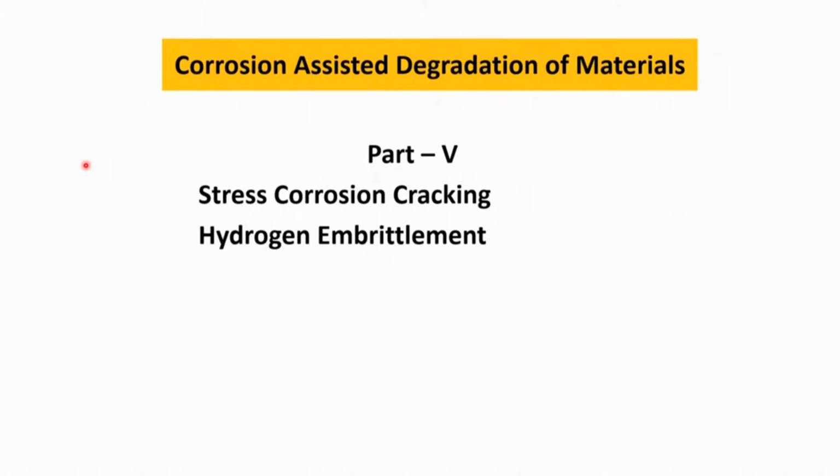Hello, in this talk we will discuss two important forms of corrosion that are very much dependent on stress, or where stress is associated with these two types of corrosion. One is stress corrosion cracking, another one is hydrogen embrittlement. Both kinds of corrosion are very important, and you have to understand that they are dependent on the microstructure and very specific to the environment.